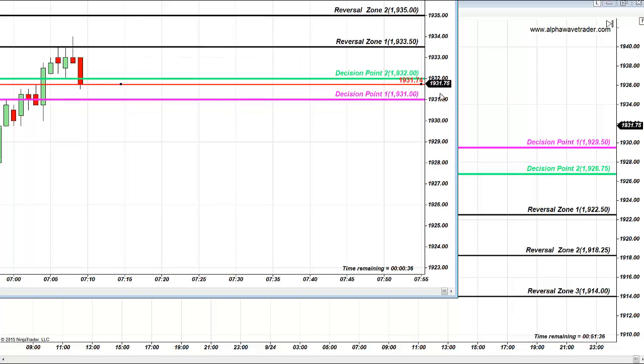How did I know that our trade, 3 points later, 3.5 points later, if you are a knowledgeable Alpha Wave Trader student, will reverse from this level? Simple. It's a reversal zone. This is a proprietary Fibonacci level that tells you and shows you where to expect reversal. This is a trade that ended at the reversal zone.